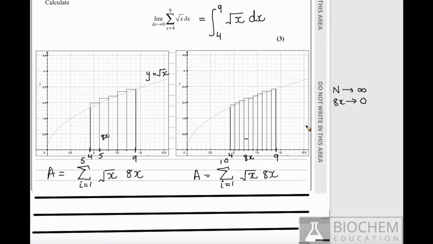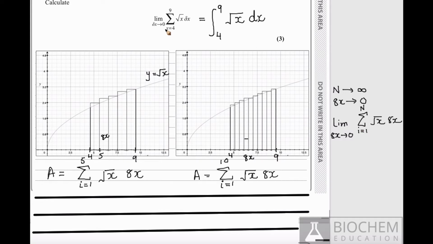And this can be written mathematically as the limit when delta x approaches 0 as n becomes infinitely large, of the sum of all the rectangles from i equals 1 to n, where n is the infinitely large number of rectangles, of square root of x times delta x. So this notation will give us a more accurate value for the area under the curve as it reduces the amount of rectangles which are poking above the curve.